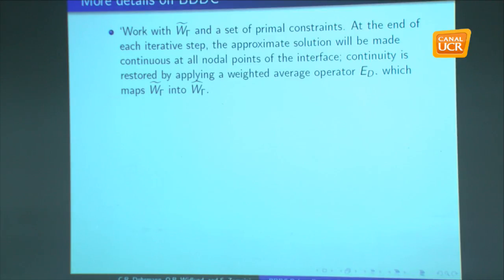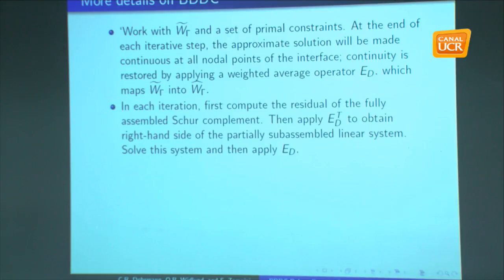We will restore continuity by applying a weighted average operator E_D, which maps the partially assembled space into the fully continuous one.